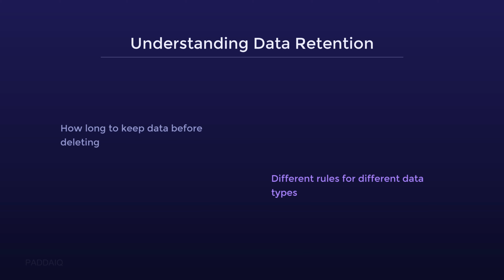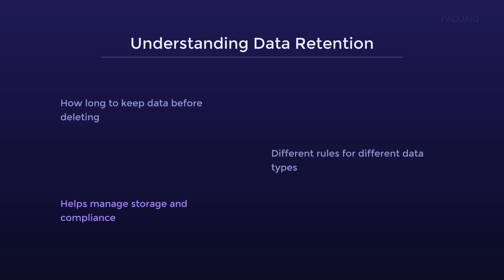Different rules for different data types. This means you do not keep all your data for the same length of time. For example, you might keep customer transaction records for 7 years for auditing, but only keep system log files for 90 days. This approach helps you manage storage costs and comply with regulations efficiently.